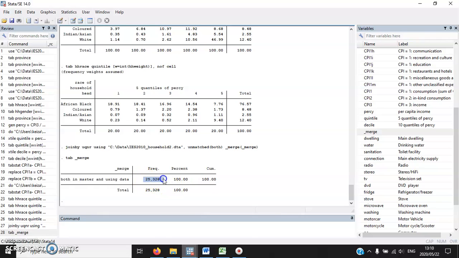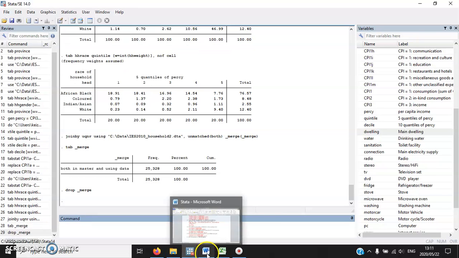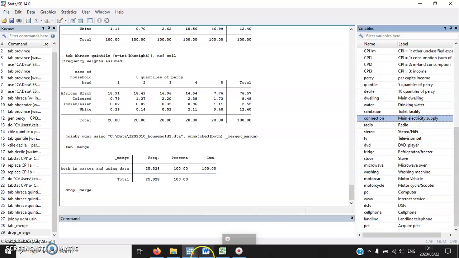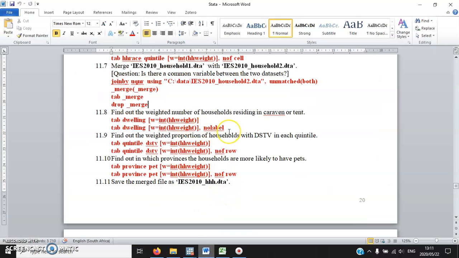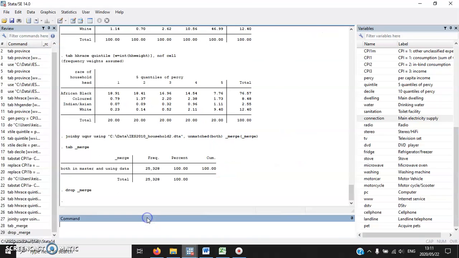You should remember this sample size, 25,000 households taking part. So we can now drop the merge variable. Okay, now we have combined or merged the 2 household files together. So let's do some tabulations. Okay, tabulate dwelling. Okay, just out of curiosity.